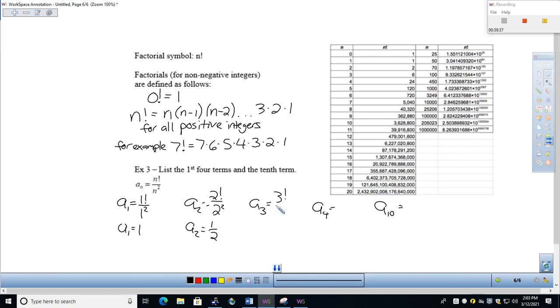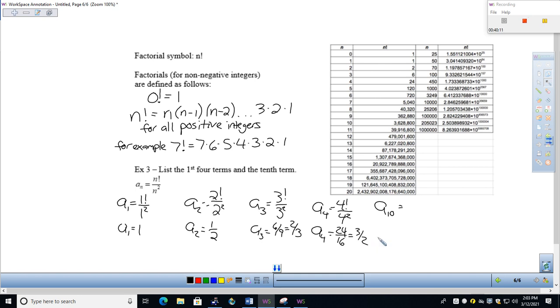3 factorial over 3 squared. And it starts to build up a little bit here. So 3 factorial, as you can see, is 6. 3 squared is 9, so 6 over 9 equals, call it 2/3. A sub 4, so 4 factorial over 4 squared. And I look in my table there. 4 factorial is 24, and 4 squared is 16, so 24 over 16, and reduce that to 1 1/2. 3/2 would be fine, something like that.